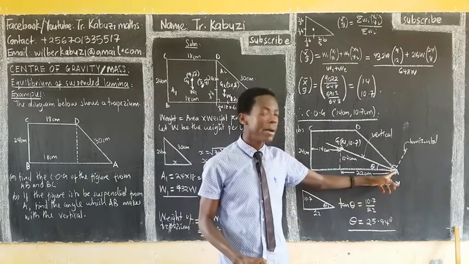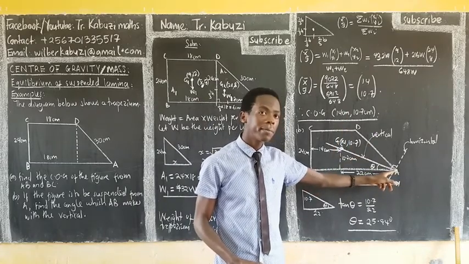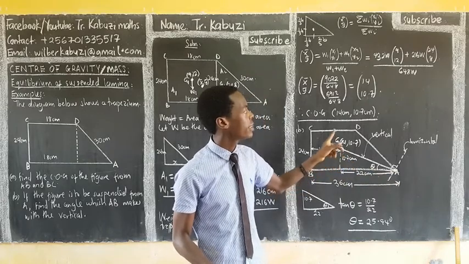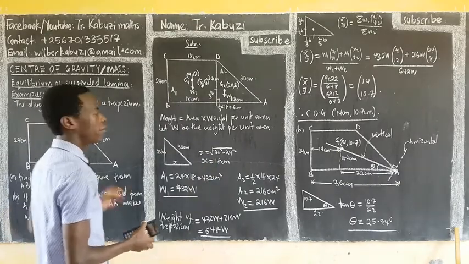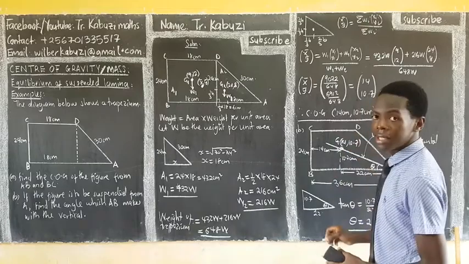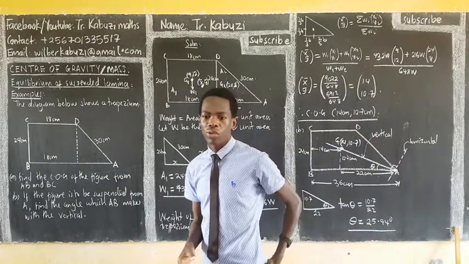As long as you know the point of suspension, it means that the vertical will pass through the point of suspension and then the center of gravity. If it was as simple as, if the point of suspension was B, then the vertical would have been passing here like that, as simple as that. So that's how you have that. I wish you well.